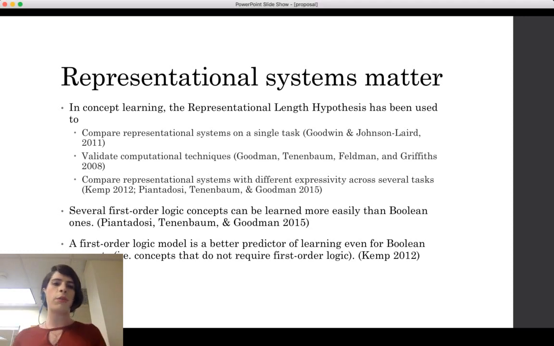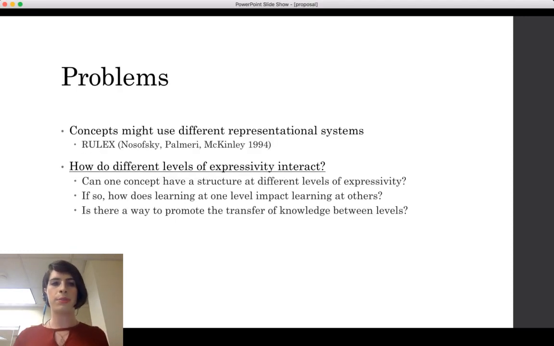So there are several problems that this leads to. I address many of them in the paper, but here in the presentation, I'm going to focus in on one. So much of the work that I've discussed is preoccupied with comparing different models, according to the representation length hypothesis or measures of expressivity, but it's possible that a single individual concept might have a representation with structure at different levels.